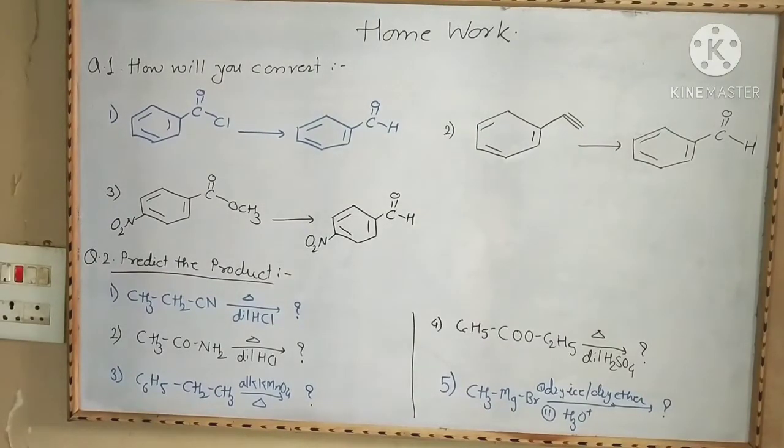Homework for you. There are two questions. First question is, how will you convert? Bring about all these three conversions. And question number 2, predict the products. There are 5 questions. Write down the complete reaction and predict the product.